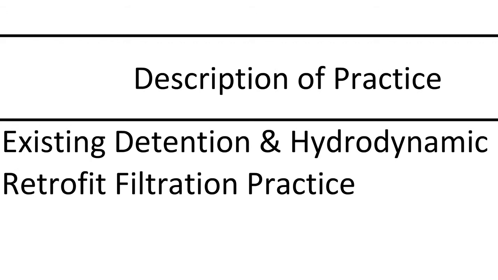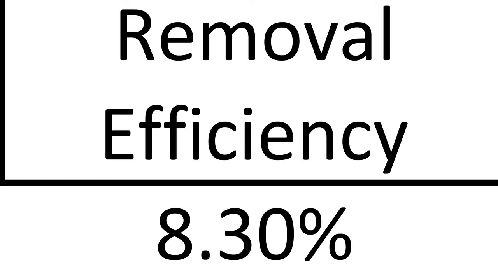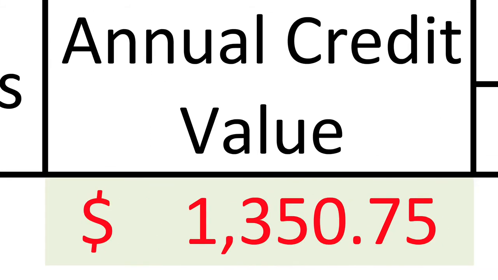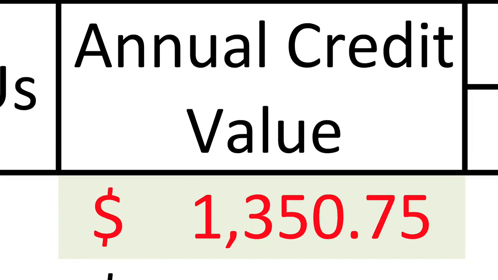those fees. In this particular case, we do have an existing detention system, and this case is in Baltimore County, so this would apply for a credit, even though it's a legacy facility. Baltimore County is one of the few counties that allow that without modification, but as you can see, the removal efficiency is 8%, so you're not going to get much of a credit out of it. So that comes up to $1,300 out of a $16,000 annual fee that the credit would allow.